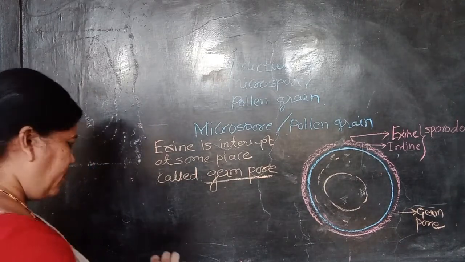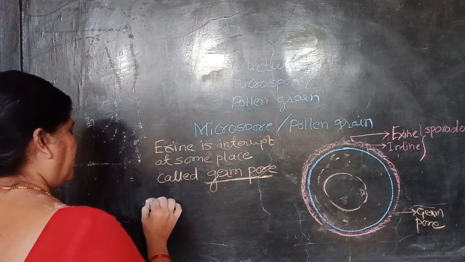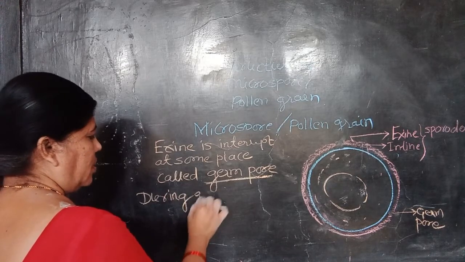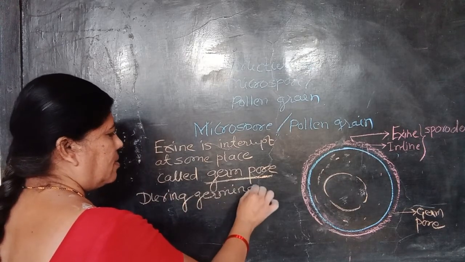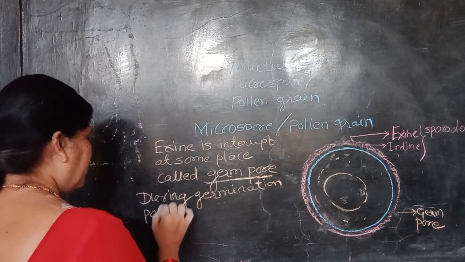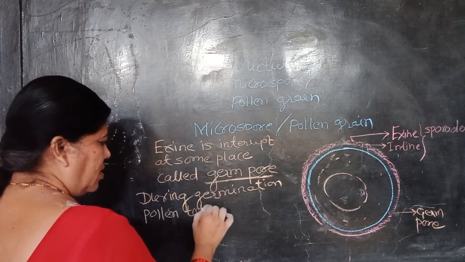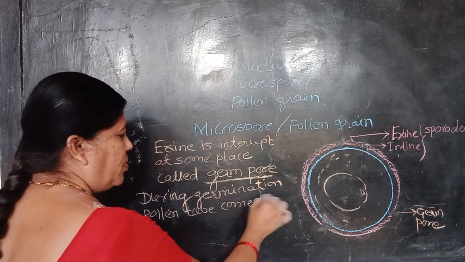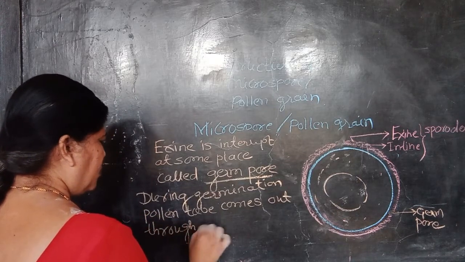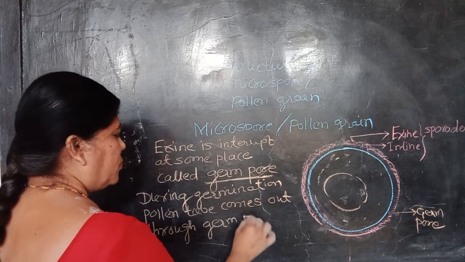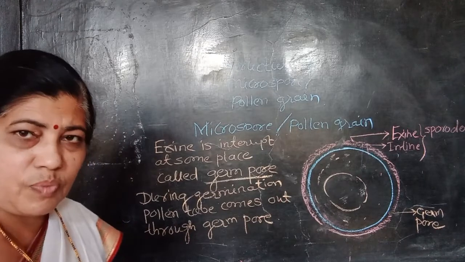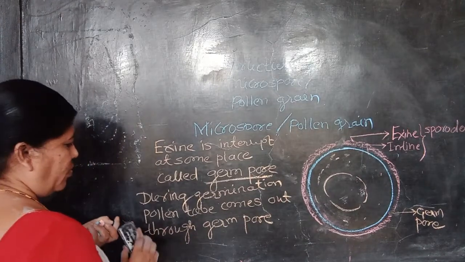Function of germ pore. During germination of pollen grain, pollen tube comes out through germ pore. So we will discuss this point with the help of diagram.